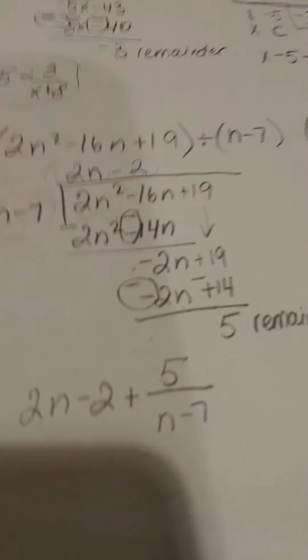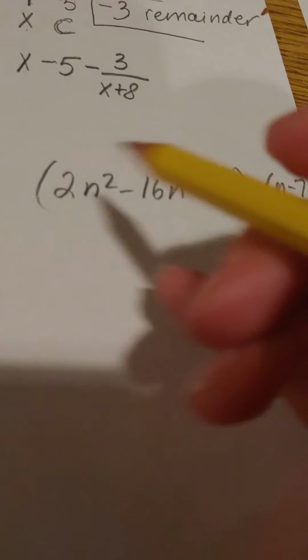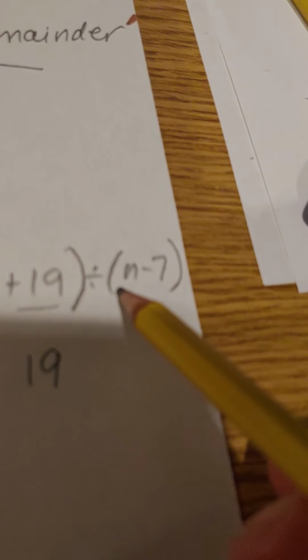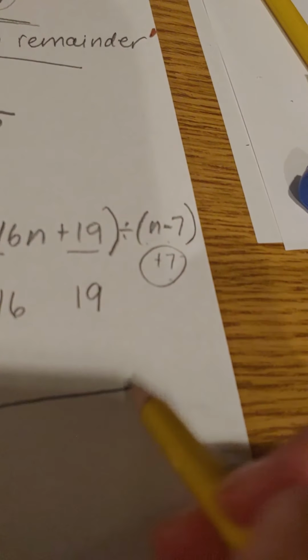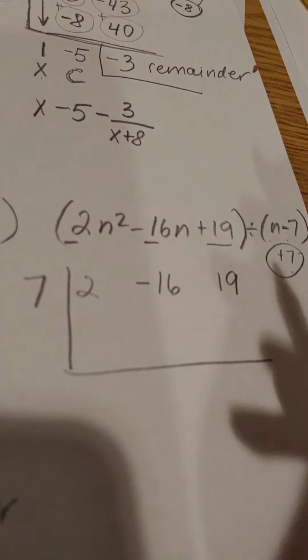All right, so we will be using synthetic division. The first thing we're going to do is take a look at our coefficients and our constant, and we're going to bring them down. So 2, negative 16, positive 19. And then we are dividing by n minus 7. So negative 7 becomes positive 7. So this positive 7, I'm going to draw a box. And this positive 7 is going to go right here.